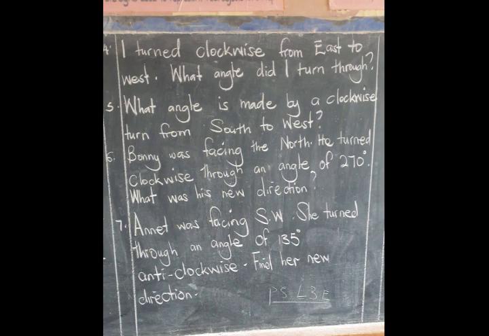Number 7. Annette was facing southwest. She turned through an angle of 135 degrees anti-clockwise. Find her new direction. I repeat, number 7. Annette was facing southwest. She turned through an angle of 135 degrees anti-clockwise. Find her new direction. So children, try out those 7 numbers.